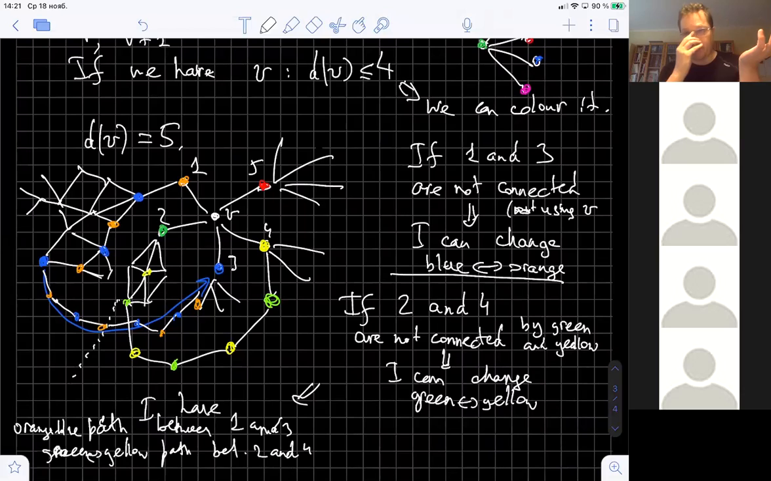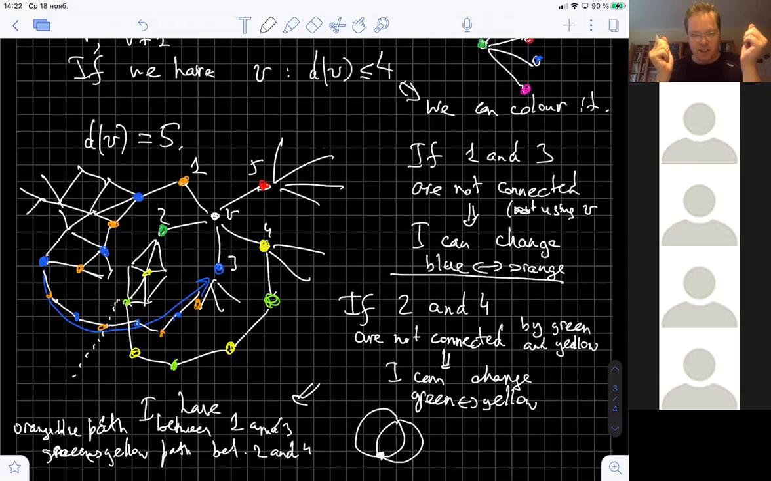But this cannot happen if we have a planar graph, because I'll have two faces that are intersecting each other, and so I'll exactly have an intersection, and this intersection cannot be colored blue and yellow, or blue green, or orange green, or orange yellow. So either one of these cannot be true.